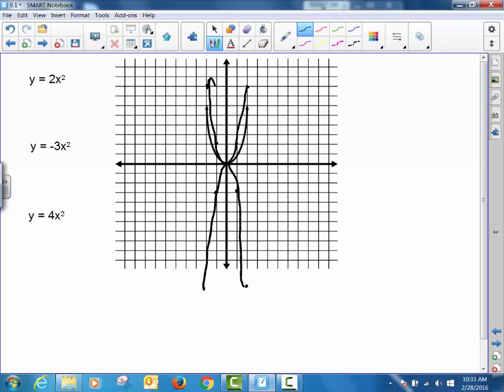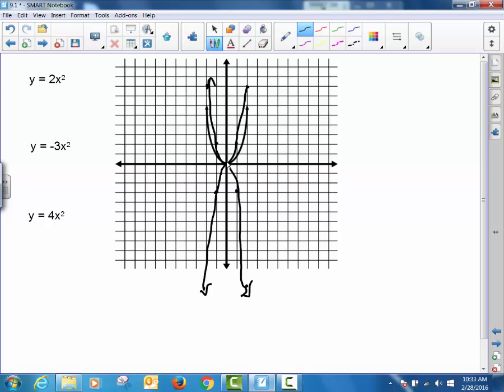What do you notice about the graphs? Ooh, these parabolas are difficult to draw. All right. The first one, 2x squared, was skinnier, or more stretched vertically, than the parent function. The -3x squared was stretched vertically, or skinnier, than the previous function. So what could you predict about the 4x squared? It would be even skinnier, or stretched vertically, than the previous two.